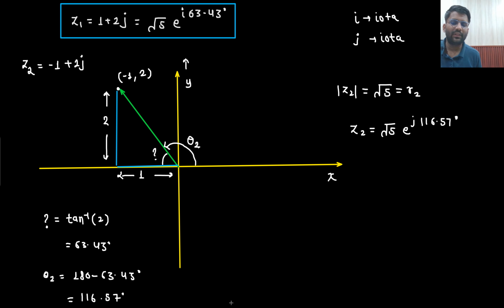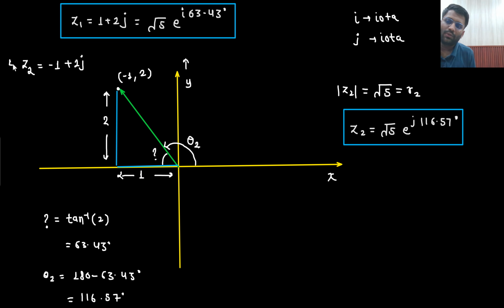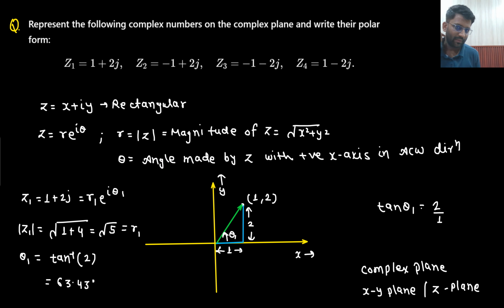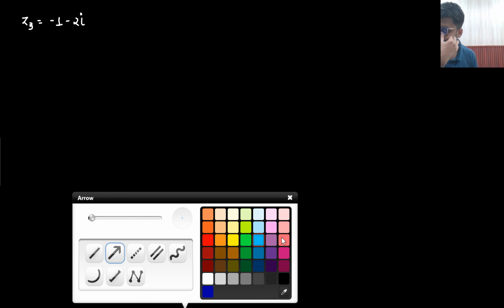With practice, you will develop the habit. So this is how you will represent Z2. Z2 is also done. What about Z3? Z3 is minus 1 minus 2 iota. So where will Z3 go? Sir, it will go in the third quadrant.